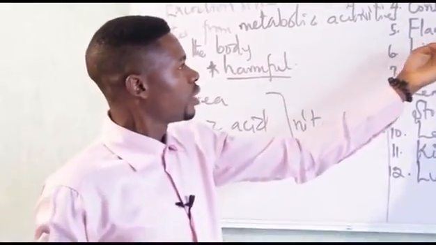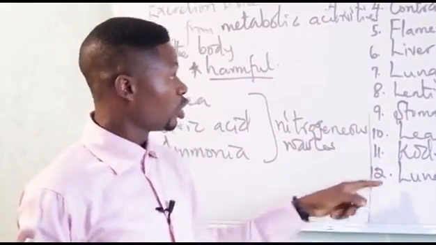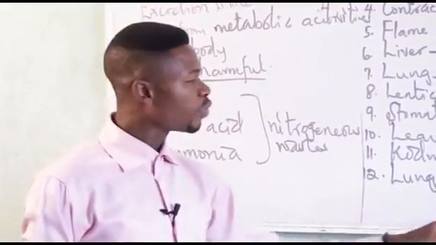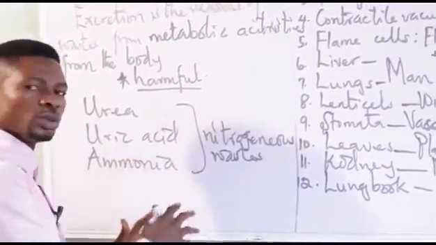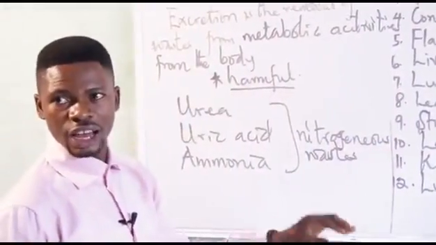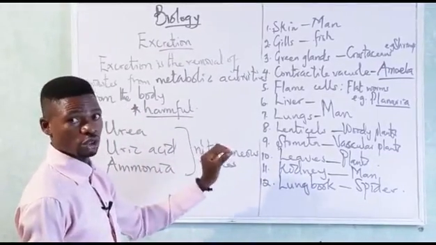Now, the flame cells, yes, for the flatworms, do not forget. The book lungs: you have lungs, you have the lung for man, but you have the book lung for spider. Now, let's go back to where we are coming from. I just quickly highlighted the organs that are important for you to know.